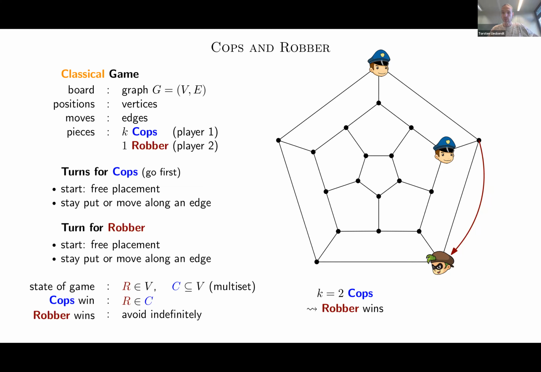And we decide to call this turning point, the smallest number of cops that are needed for a cop win, the cop number of the graph. So this particular graph here, for instance, has cop number 3. So 3 cops can capture the robber, but 2 cops cannot, all assuming perfect play. Okay, that's the classical cops and robber game.